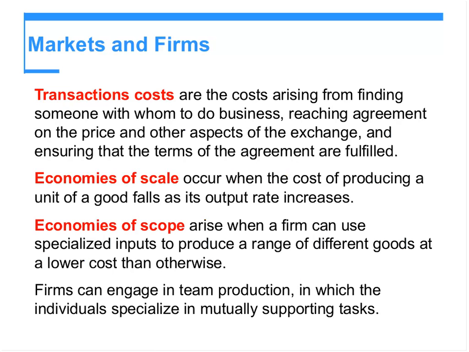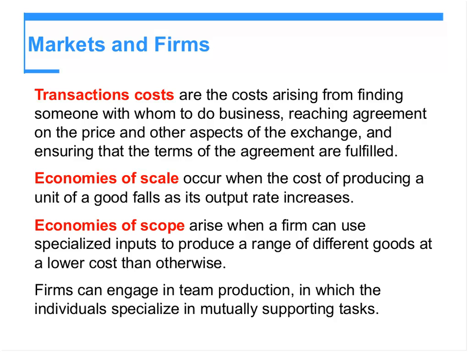Economies of scale occur when the cost of producing a unit of a good falls as the rate of output increases. As you produce more, the cost of each item decreases. That is economies of scale, and you should do it to the level where it is still happening. If you reach a point where you produce more but your cost increases, that is the diseconomies of scale that we have explained before.